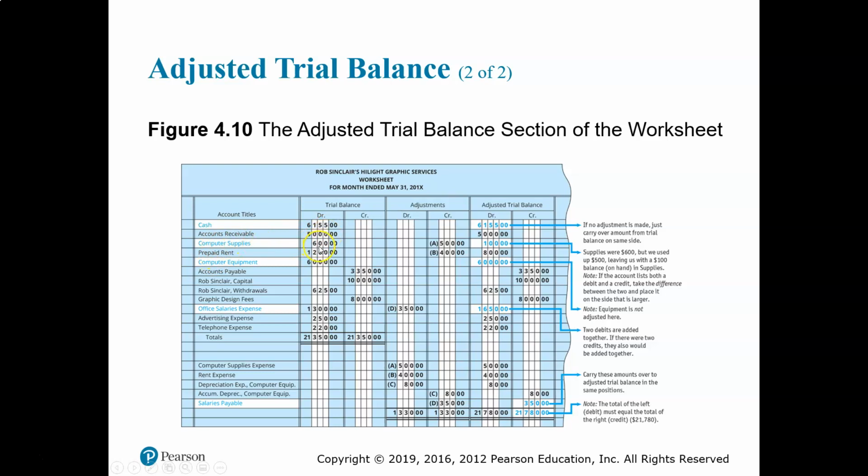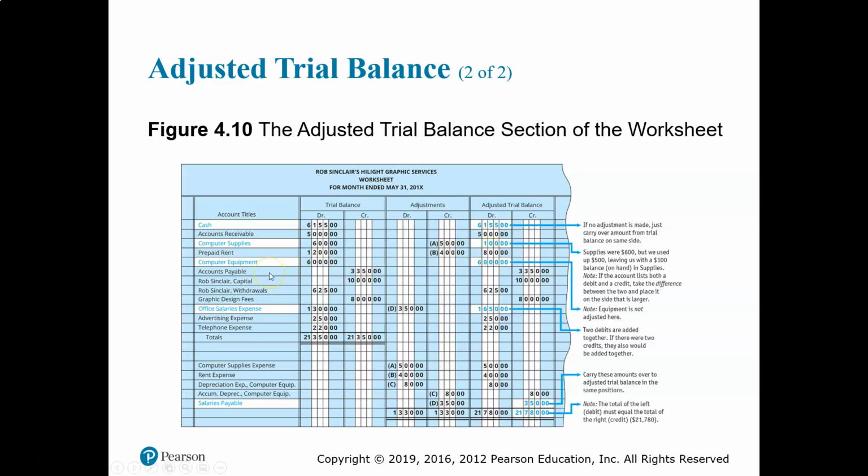Computer supplies, we did have an adjustment, so we had a $600 debit. We had a $500 credit, so we take the difference, 600 minus 500. Your resulting balance is a $100 balance. So you're really just footing across, but you've got to recognize which columns these are in. For prepaid rent, we got $1,200 prepaid rent. We had an adjustment for our rent for the month, $400. So our ending balance of prepaid rent is $600.